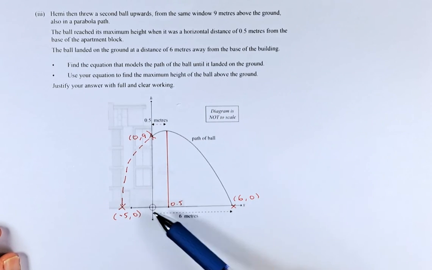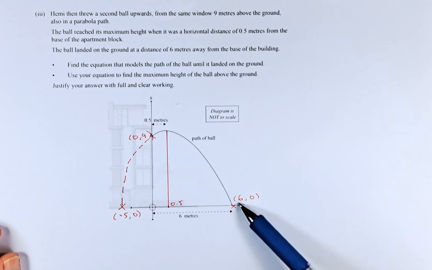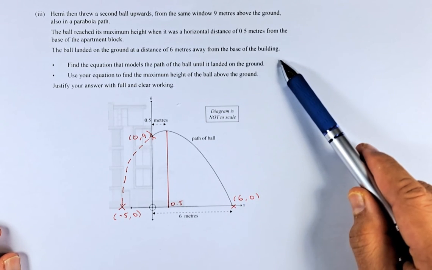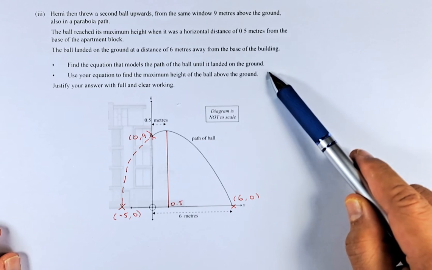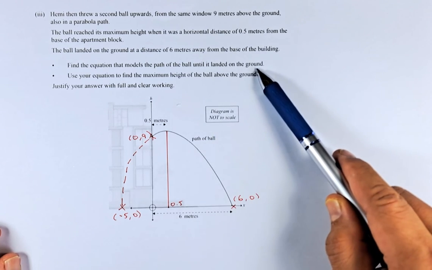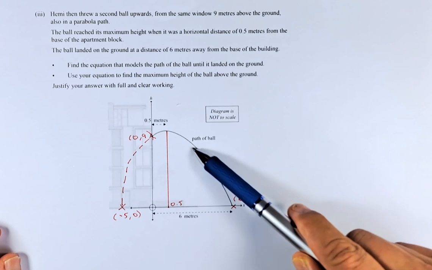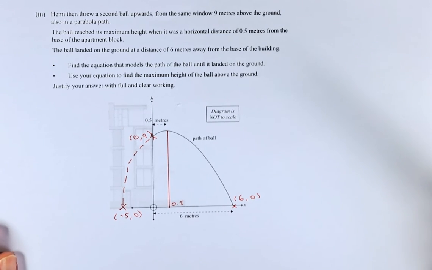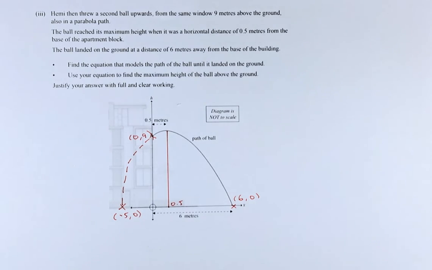So that point here, from 0 to 6, is going to be (6, 0). X is 6, Y is 0, okay? From the base of the building. Find the equation of the path that models the path of the ball until it landed on the ground. So we need to find the equation of this graph, okay? Use your equation to find the maximum height above the ground. It sounds difficult, but if you understand parabola, it should be quite easy.